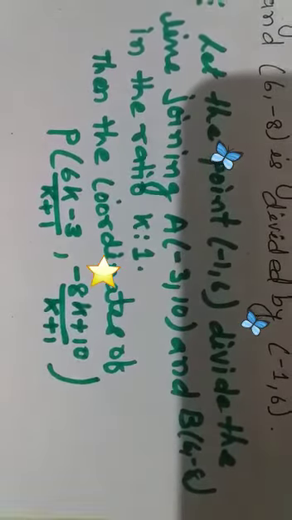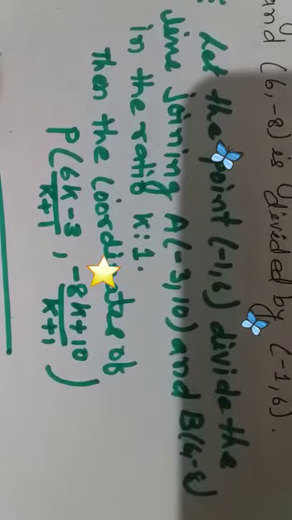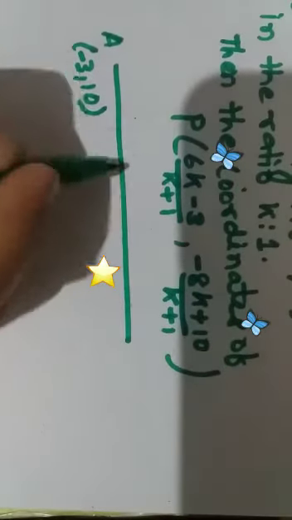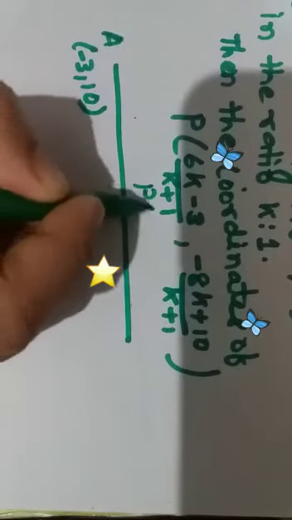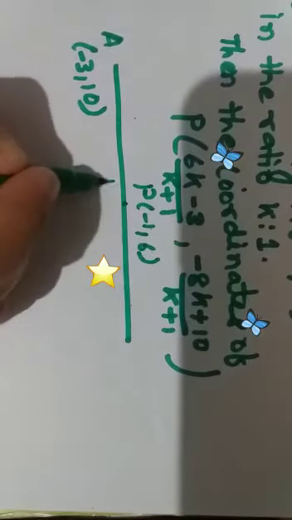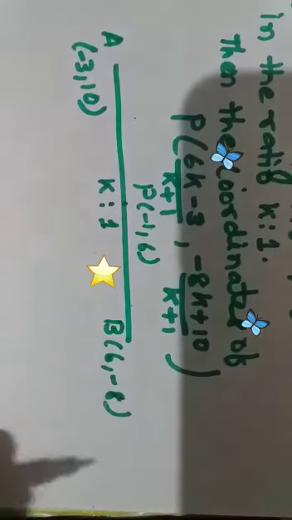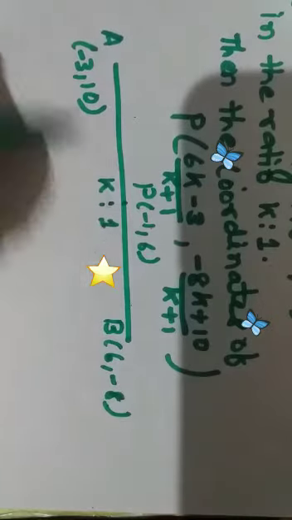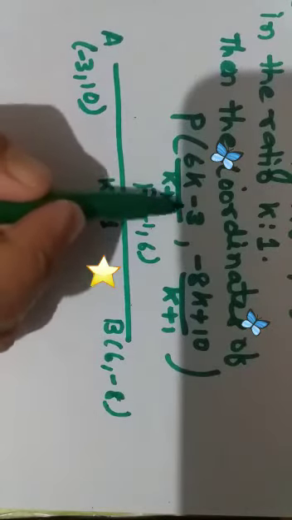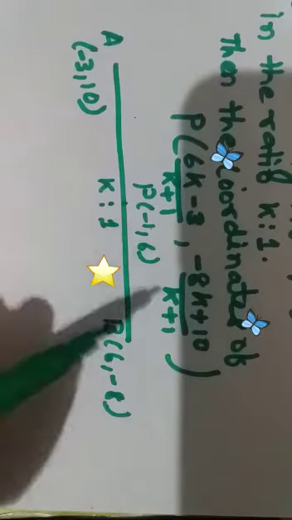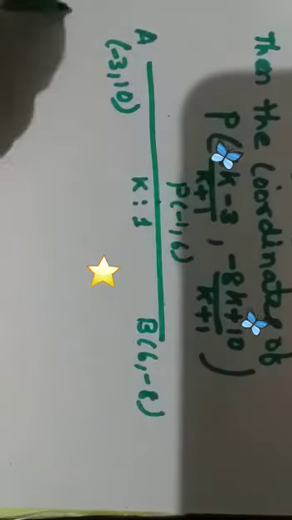Here A is given as (-3, 10). The middle point P is (-1, 6), and we have assumed its ratio as k is to 1, and B is (6, -8). Now let us compare: we can compare (6k minus 3) by (k plus 1) with minus 1, and the other with 6. By using any one we will be able to find the value.